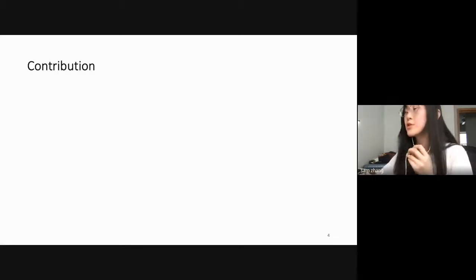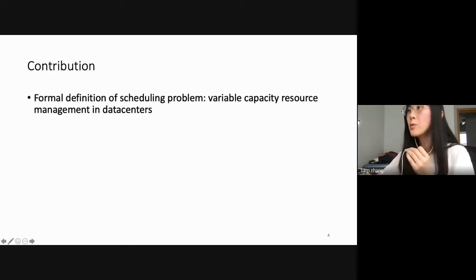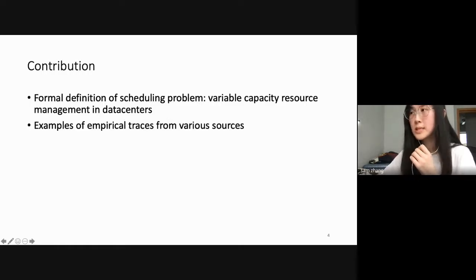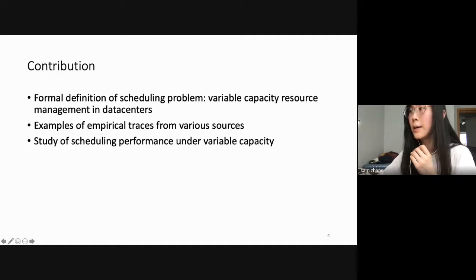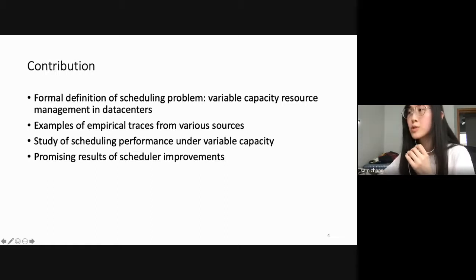So some of the contributions that we made in this paper: we formally defined the scheduling problem as variable capacity resource management in data centers. We list a couple of examples of the empirical traces generated from various sources. We study the scheduling performance under variable capacity in data centers. And we also provide a couple of promising results of the scheduling improvement that can be done.